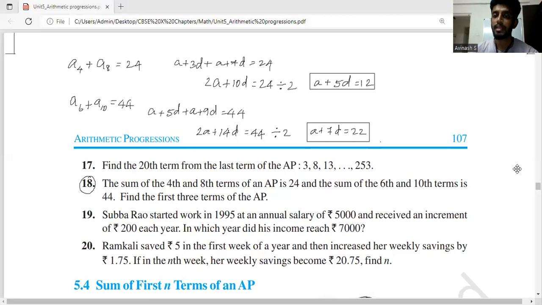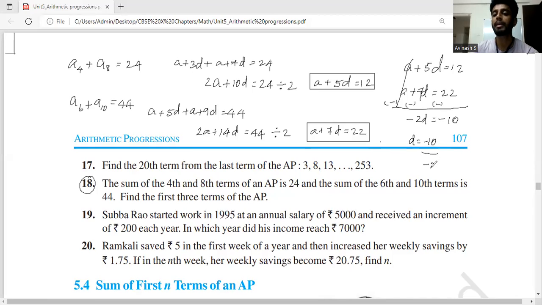So now we have got two equations, and we're going to use the elimination method. A plus 5D is equal to 12, and A plus 7D is equal to 22. Now we can subtract to eliminate the value of A, and when you subtract, this becomes minus 2D, and the right side becomes minus 10. So this will give us D equals minus 10 by minus 2. This will give us the value of D as 5. So D equals 5 is the value of the common difference.